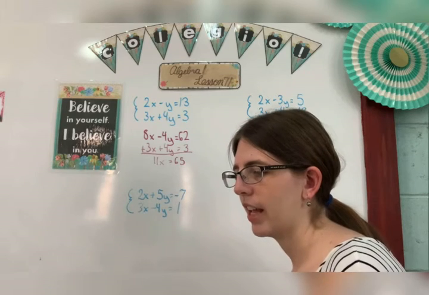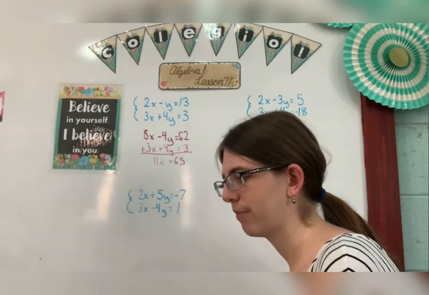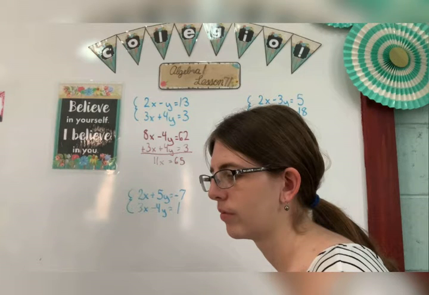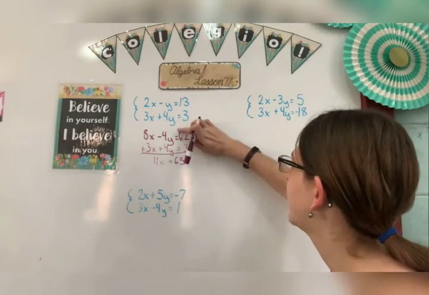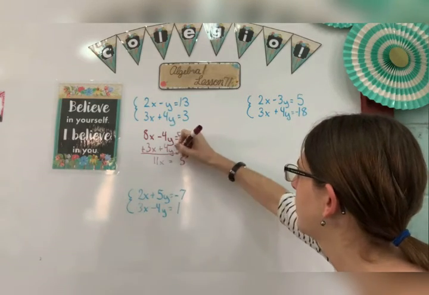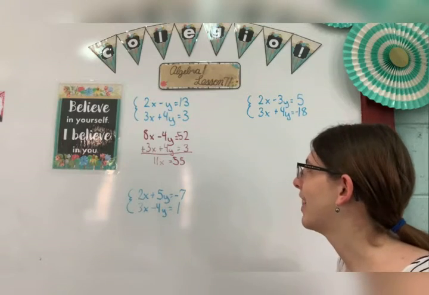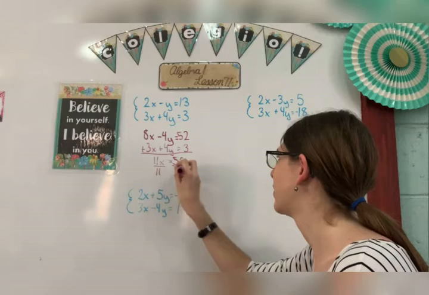Okay? Now let me see one thing for just a moment here. Oh, that's my problem. It shouldn't be a 62, it should be a 52. Let me try that again. Sometimes I can do math really well in my head and sometimes I can't, so it should be 11x equals 55 instead of 65. Divide both sides by 11.